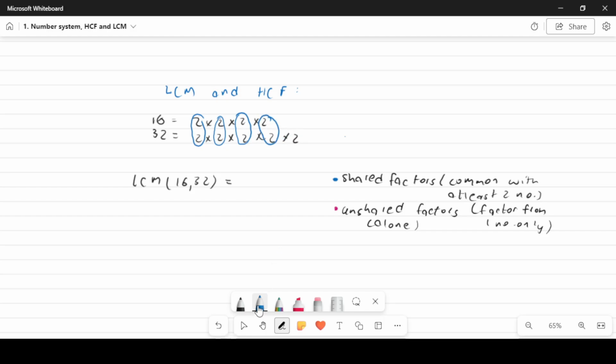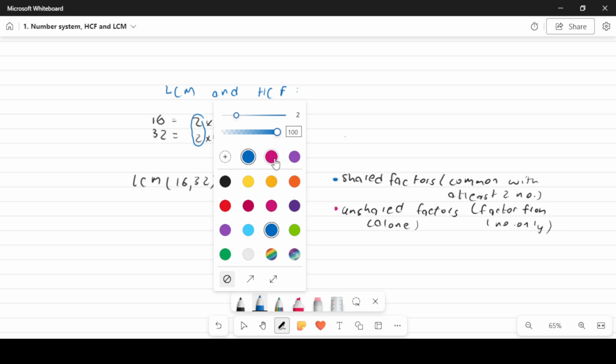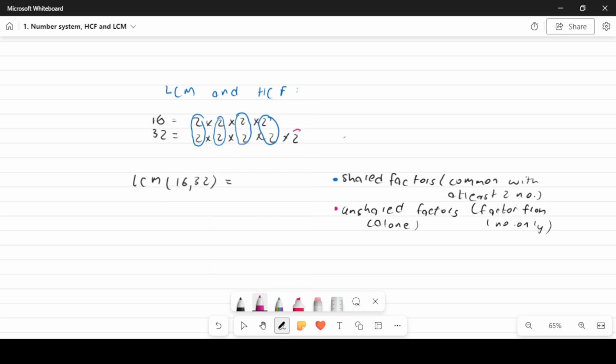You see this 2 here? This is what we call an unshared factor, because it is from one number only. It's only from 32. It's not shared with another number. That's why it's unshared. It's on its own. So now we have to find the LCM between these 2 numbers. It's a product of the shared factors and the unshared factors. And remember, you have to take one from each group. So this is how many groups of 2's you have here: 1, 2, 3, and 4.